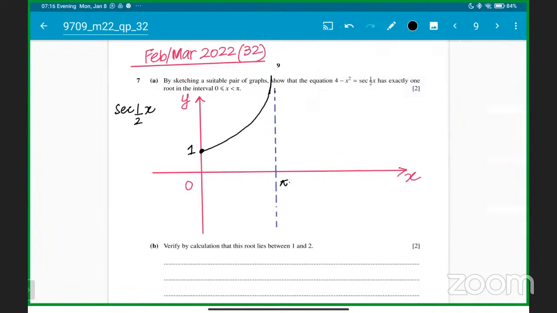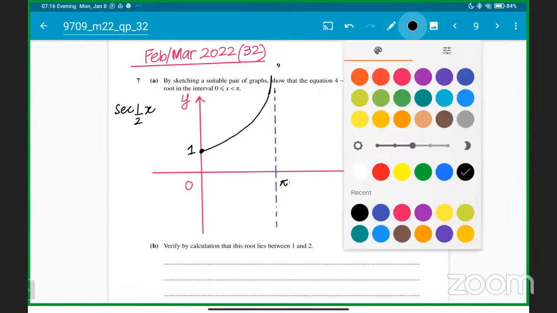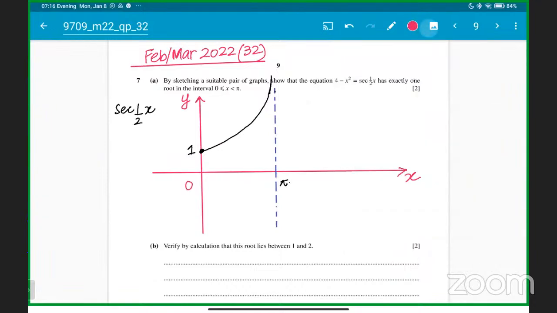Similarly, we have to draw the next graph. The next line we have to draw is simple. That is a basic quadratic graph, that is 4 minus x square. Okay, so we have to draw the 4 minus x square. Again, you'll do the same thing, basics from IGCSE O levels: when x is 0, what will be the y value? When x is 0, y will be 4. Understood?